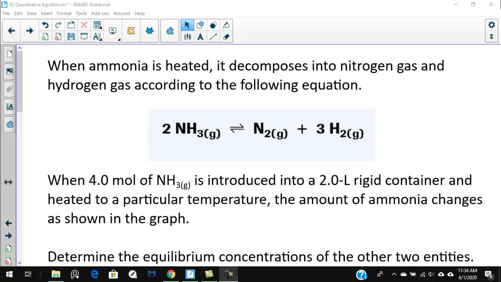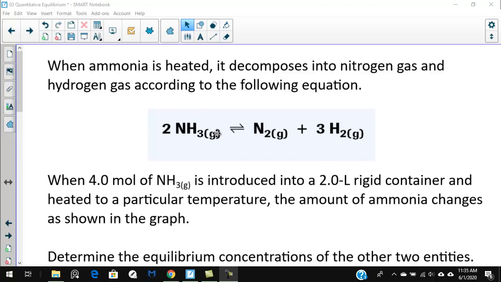So when we look at this one, it tells us a few different things. We have 4 moles of NH3. It's not a concentration, but it's in moles. It's introduced into a 2-liter rigid container. So the rigid part tells us the container's not going to change shape. It's always going to be in this 2-liter size. And it's heated to a particular temperature. So that means the temperature is going to be constant. We don't really care what the temperature is as long as we know it's being controlled. And the amount of ammonia changes as shown in the graph.